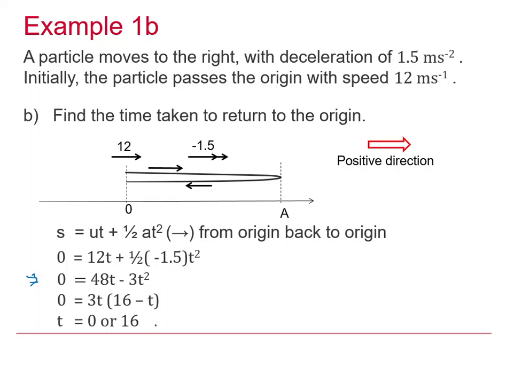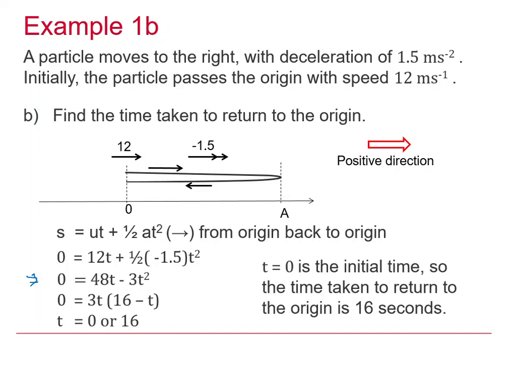Now the question was, when are we in a position with displacement 0? We already knew one answer to that question. It was when we started. So not surprisingly, the algebra gives us that as one possible answer. The one we want when we come back, therefore, will be the 16. So t is 0 is the initial time, so the time to return to the origin, back in context, is 16 seconds with the units in.